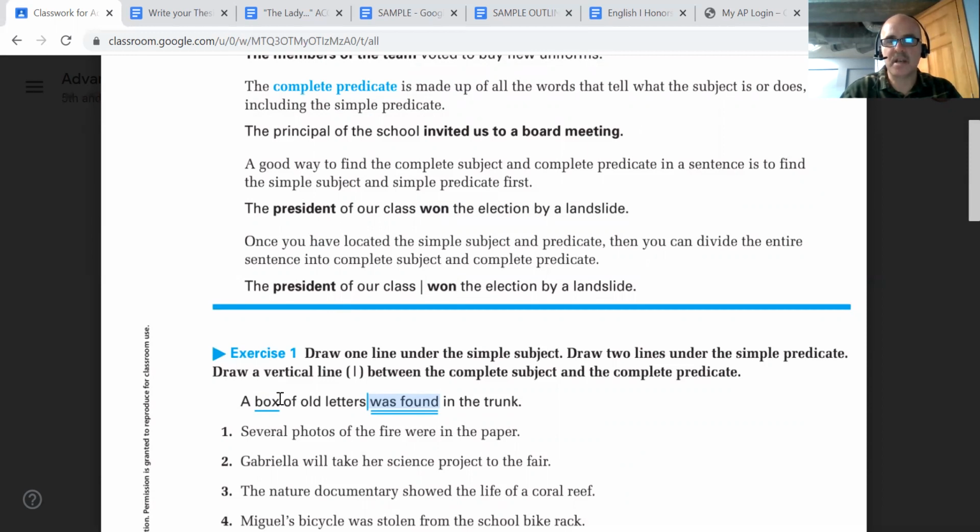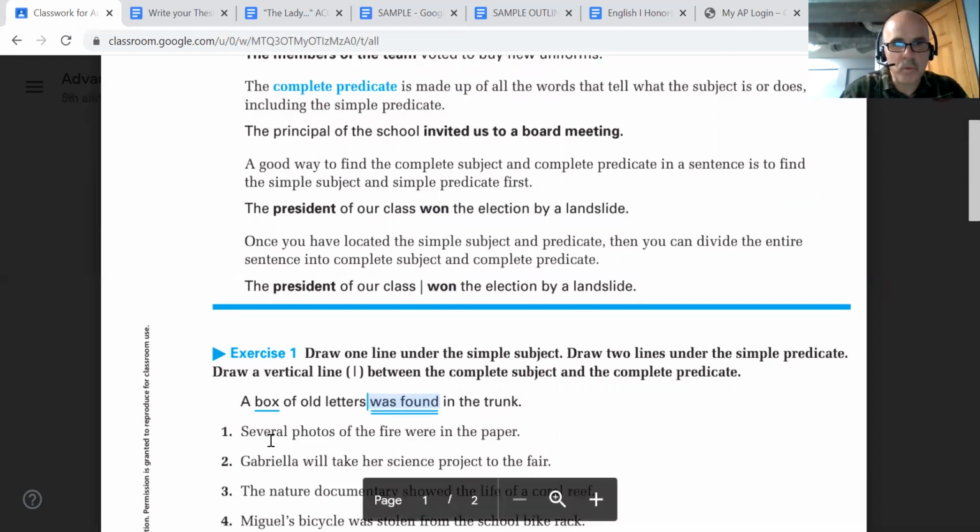And again, a lot of the time, you're going to have a prepositional phrase or something after that subject. And the simple predicate usually starts with the verb, unless there's an adverb right before it, right? Like if on number 1 here, "several photos of the fire." Let me look at a different one.